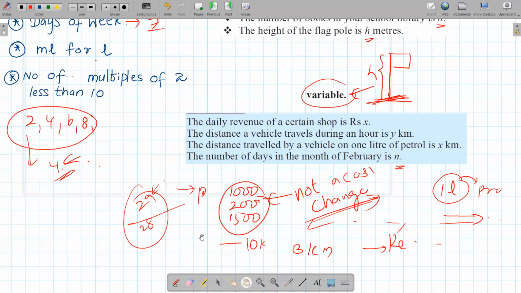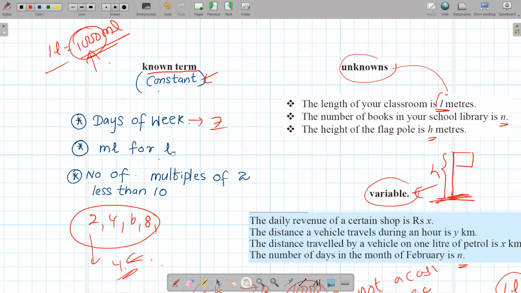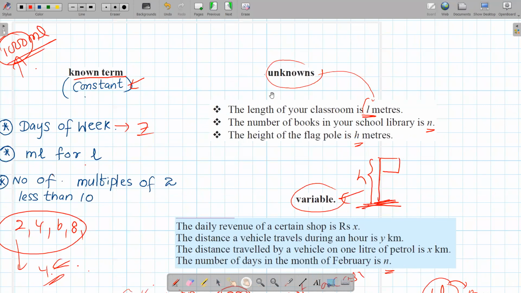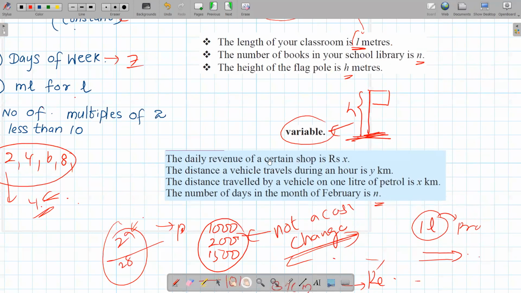Now, we learn three items. One is non-constant. Constant meaning you know the value. One is unknown. What is the difference between unknown and variables? In the unknown, the value will not change. The value is constant. If you consider the length of the classroom, it's not changed. The daily revenue of the shop is changed. Something that changes we are calling varying.